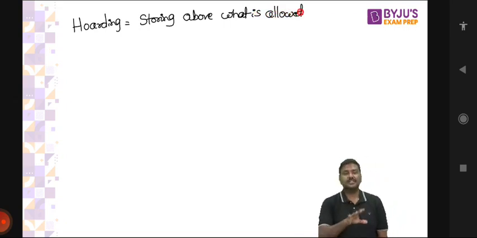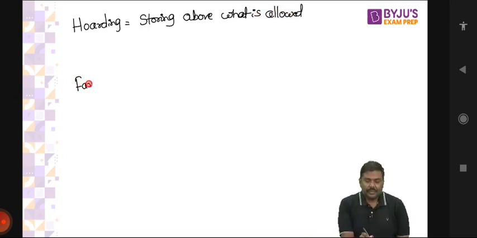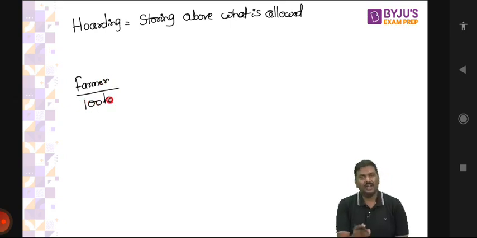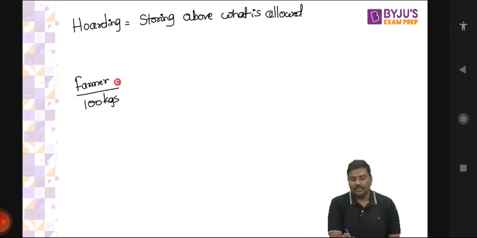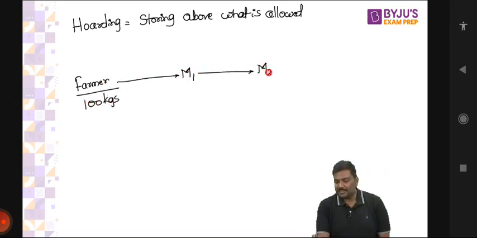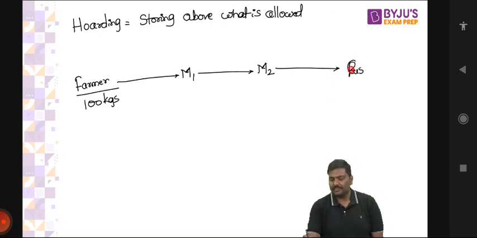Let's start. Imagine here is a farmer. Farmer will cultivate, let's say, 100 kgs of a commodity, let's say onion. Farmer will sell it to middleman 1, who will sell it to middleman 2, and this middleman 2 will sell it to customers or buyers. Simple, in the market.